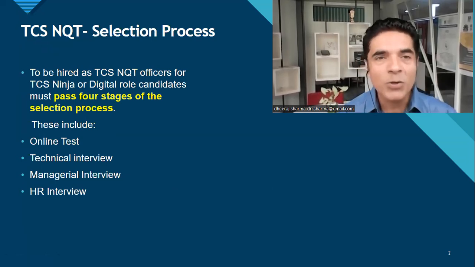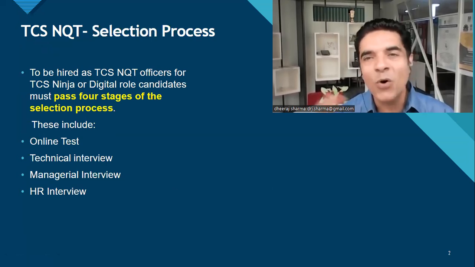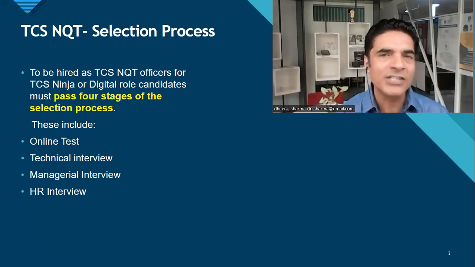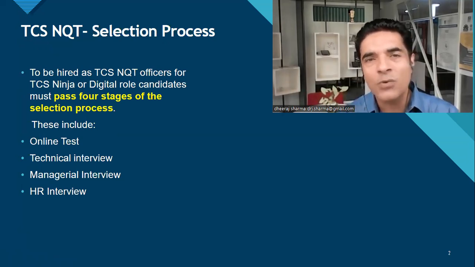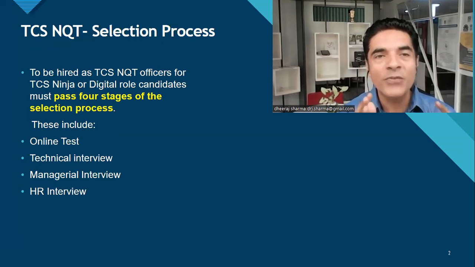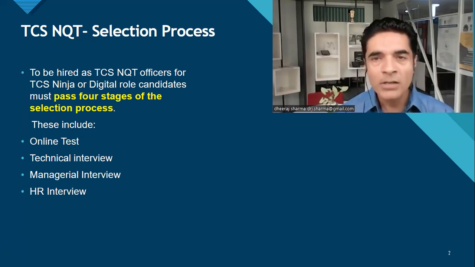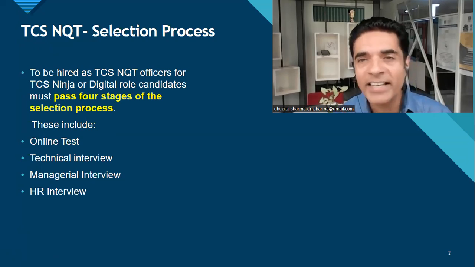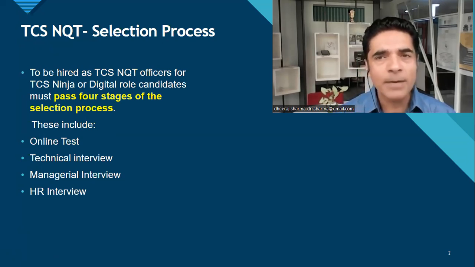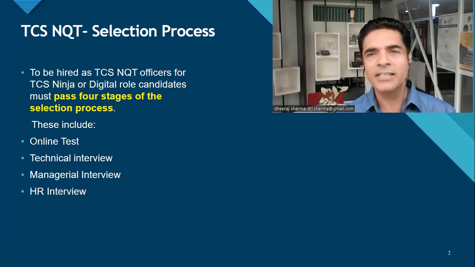In case you want to be hired as a TCS-NQT officer, either for a TCS Ninja or for a TCS Digital role, you have to pass the 4 stages of the selection process. Mind you, there are 4 stages. The first one is an online test, which is an amalgamation of an aptitude and a technical test.